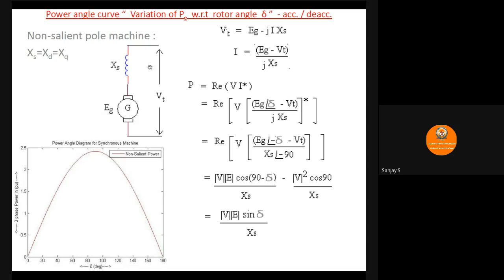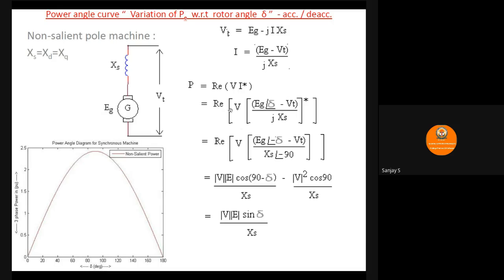Now, if you just try to write the expression for VT, terminal voltage, it is given by EG minus jIXS because there is a drop in voltage in the internal reactance. Then from this, if you try to write the expression for current I, it will be equal to (EG minus VT) divided by jXS. Now I want to write the expression for real power P, which is nothing but real of VI conjugate. VI conjugate basically represents the complex power. I'm just taking the real component of that because I need real power.